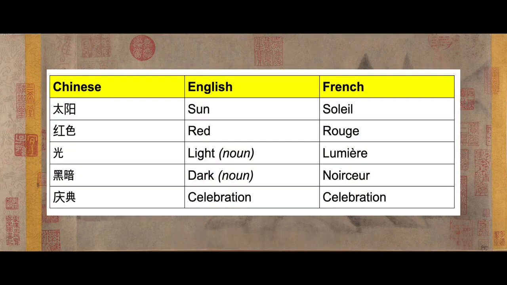Here we have the words that we will be learning throughout the lesson today. So in English, we first have the sun. We have the color red. We have the noun light, the noun dark, and celebration. So please go over each word now before you continue on with the lesson.